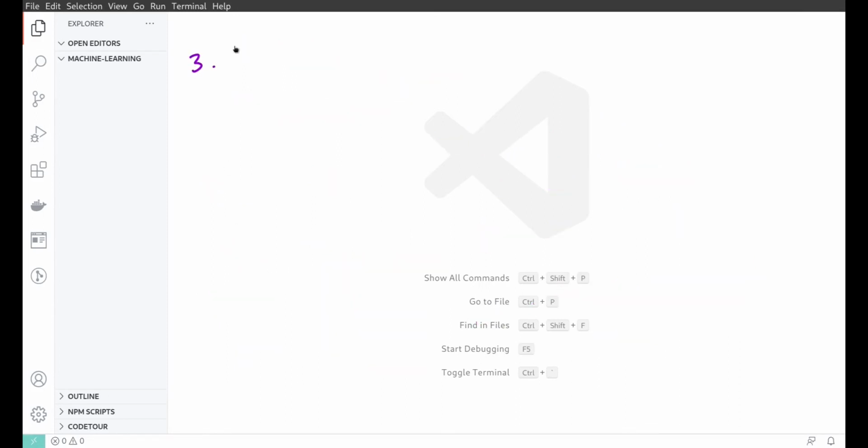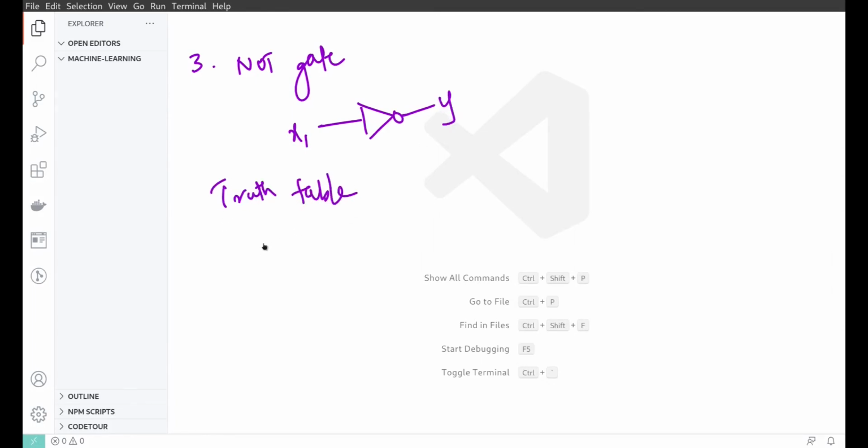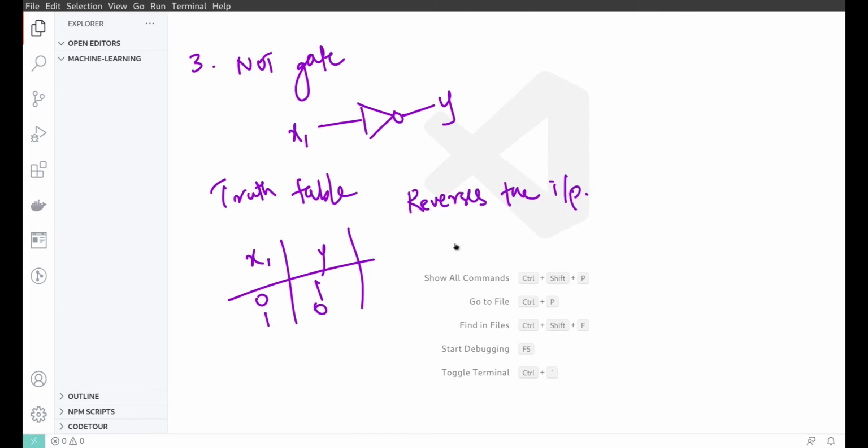Now let us see the NOT gate. The NOT gate is fairly simple. It takes just one input and provides one output. Let us call x1 the input and y the output. The truth table is x1, y. So 0 becomes 1 and 1 becomes 0. This simply reverses the input.